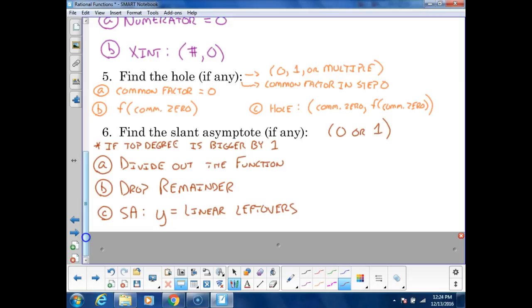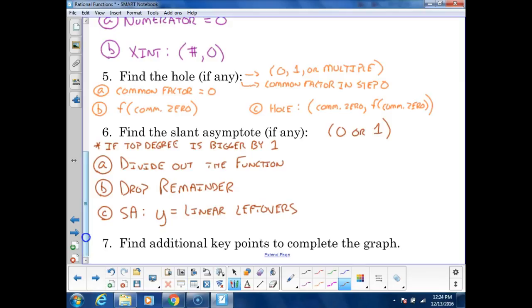Find the graph. Find other points, right? So we make the graph by finding any additional points to complete the graph. Okay? So now you've got a brand new note card with all 8 steps on it. You're ready to go. We're all set for next Tuesday's test.